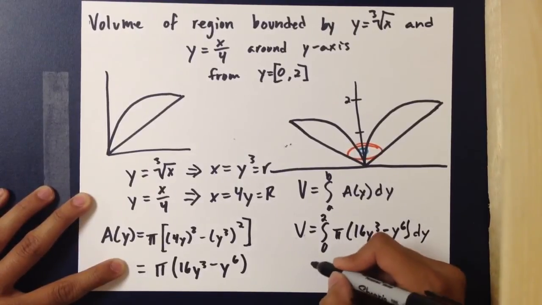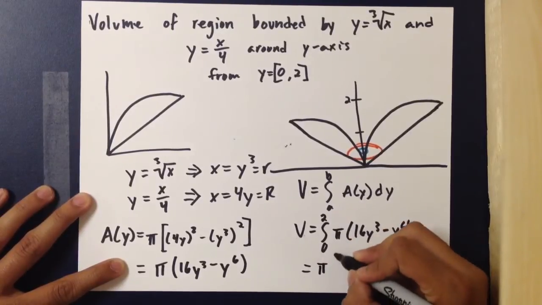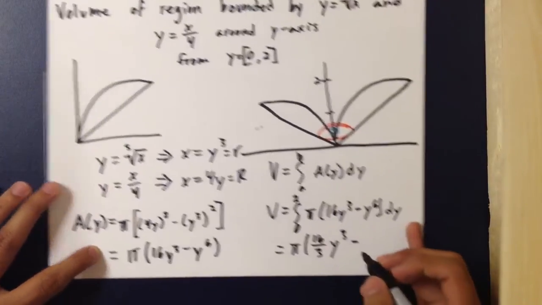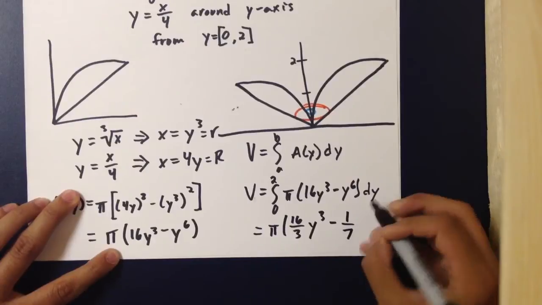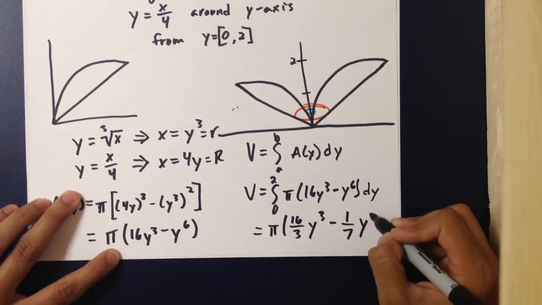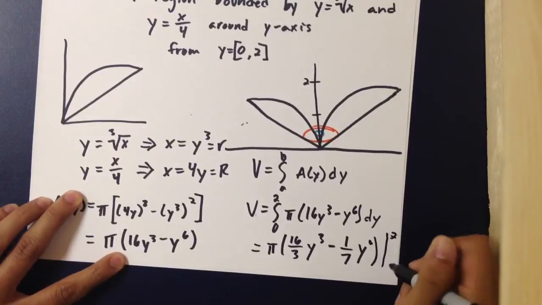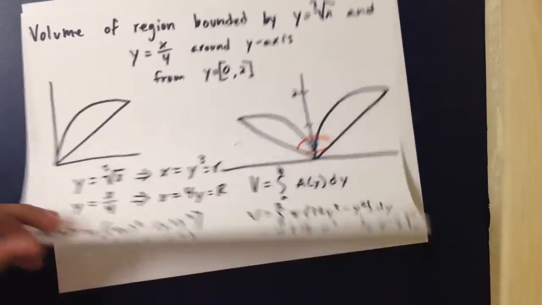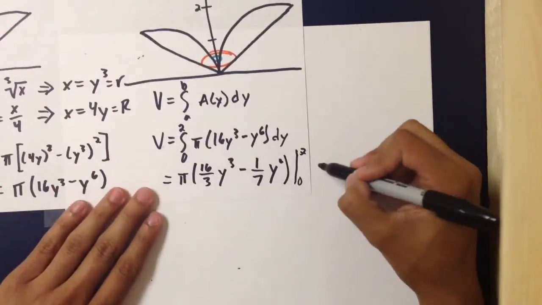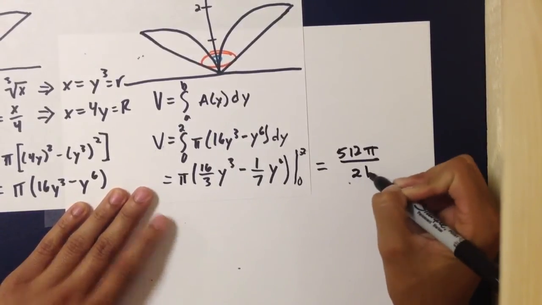And after proper simplification, you should come out from 0 to 2, and that simplifies out to 512 pi over 21.